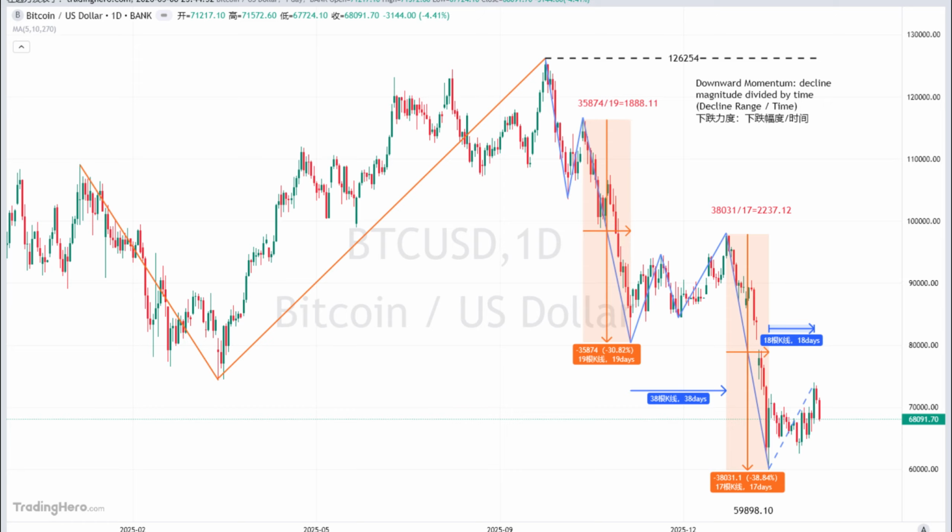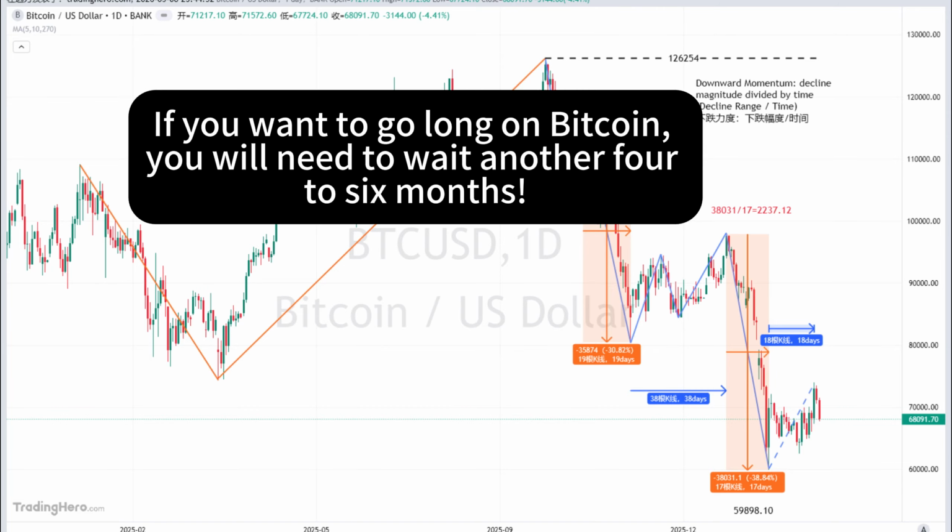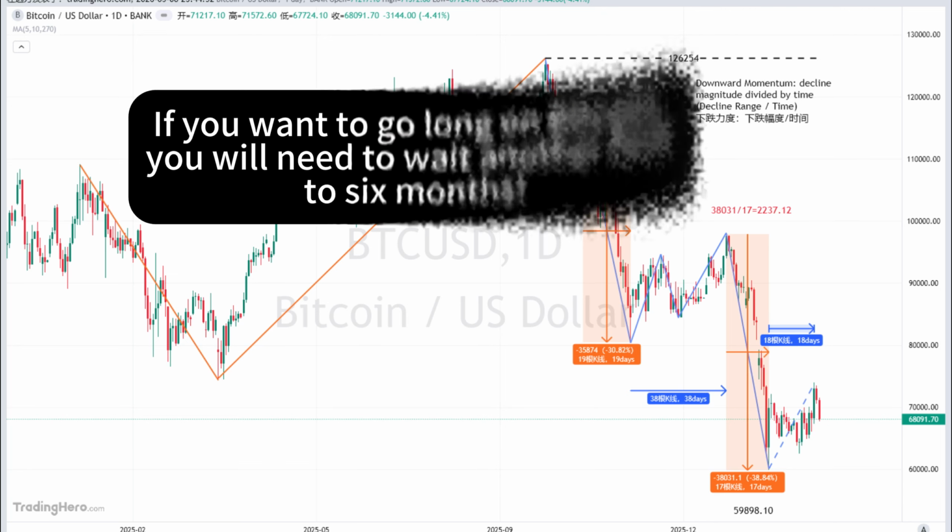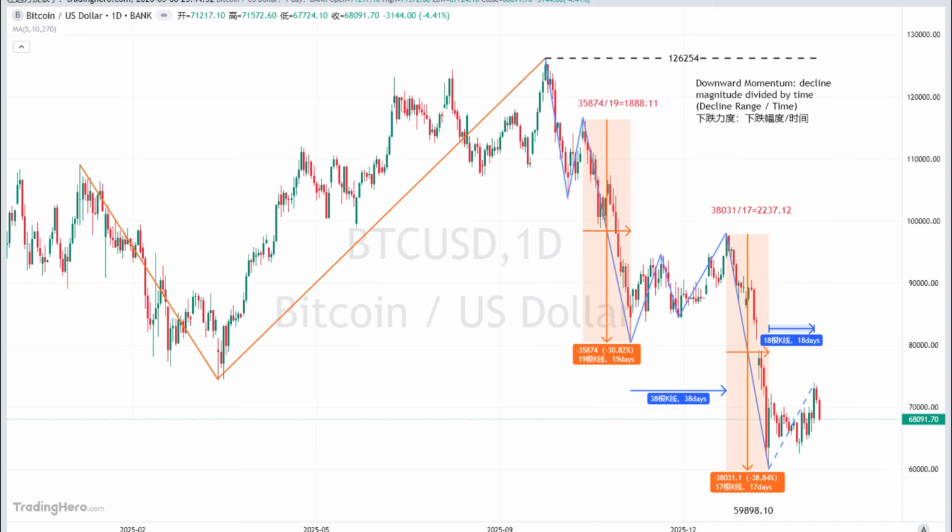only. Based on the current Bitcoin trend, it's not yet the time to buy the bottom and go long, and the price is not yet reasonable enough. We may need to wait another 4 to 6 months. During this period, how should we build positions and plan position allocation? I will explain all of this clearly in the upcoming discussion.